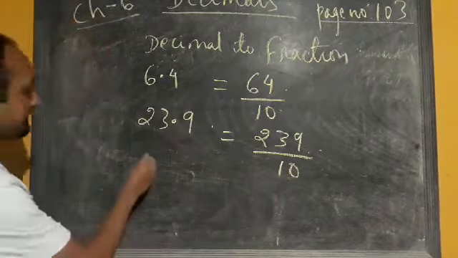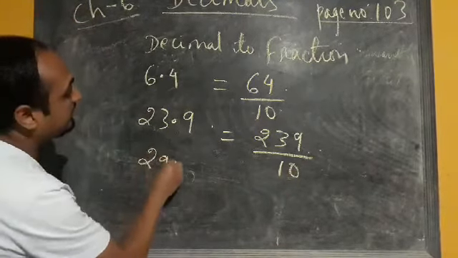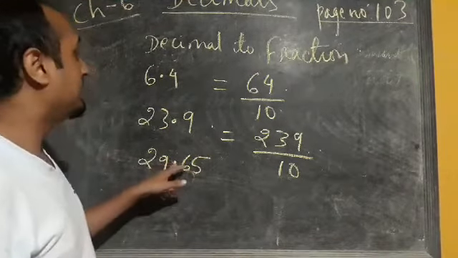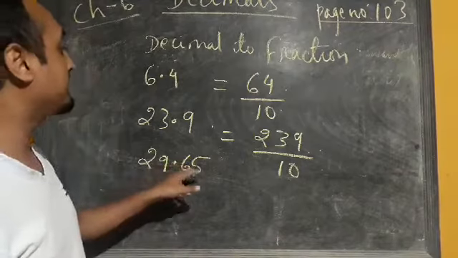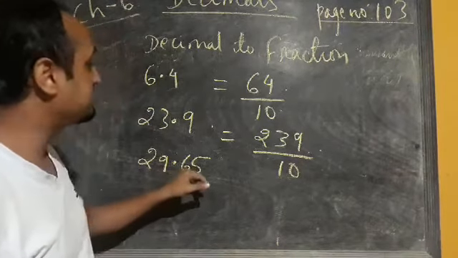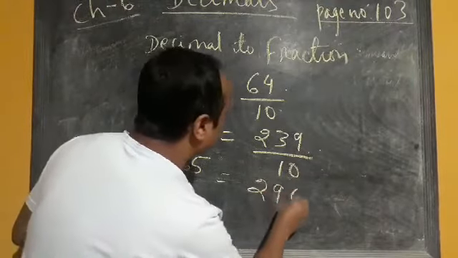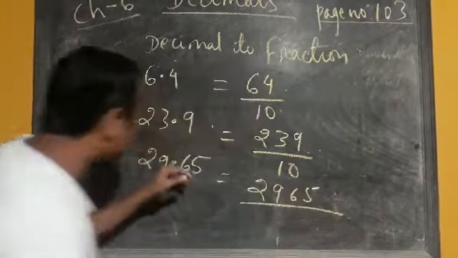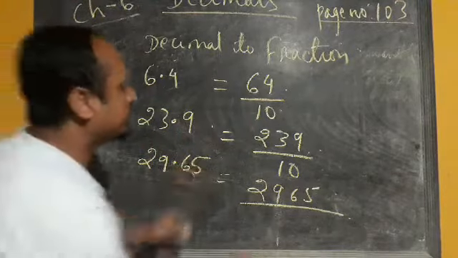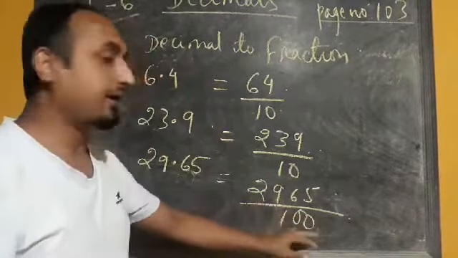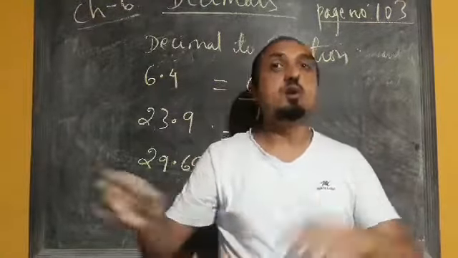Let's take another example, 29.65. Here after the decimal, how many numbers do we have? 6 and 5. So this can be written as 2965 by, since here we have 2 digits, our denominator will be 100. So this is the way to convert a decimal to a fraction. And in the previous case we did fraction to decimal.